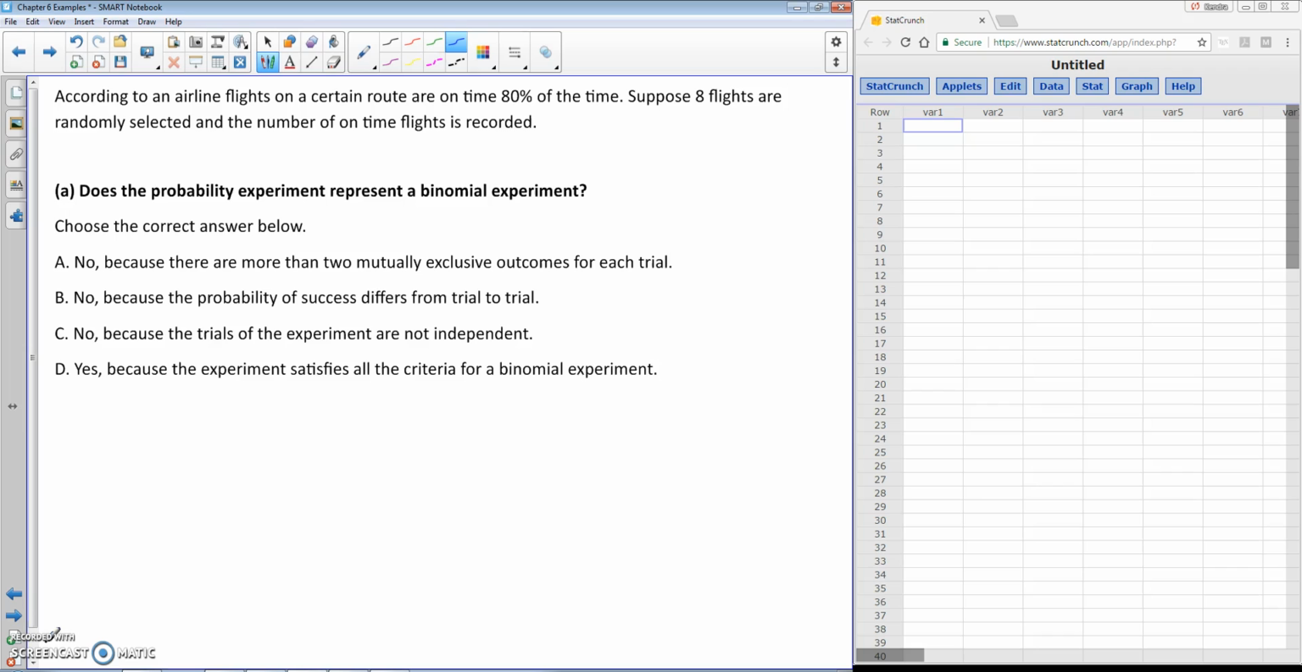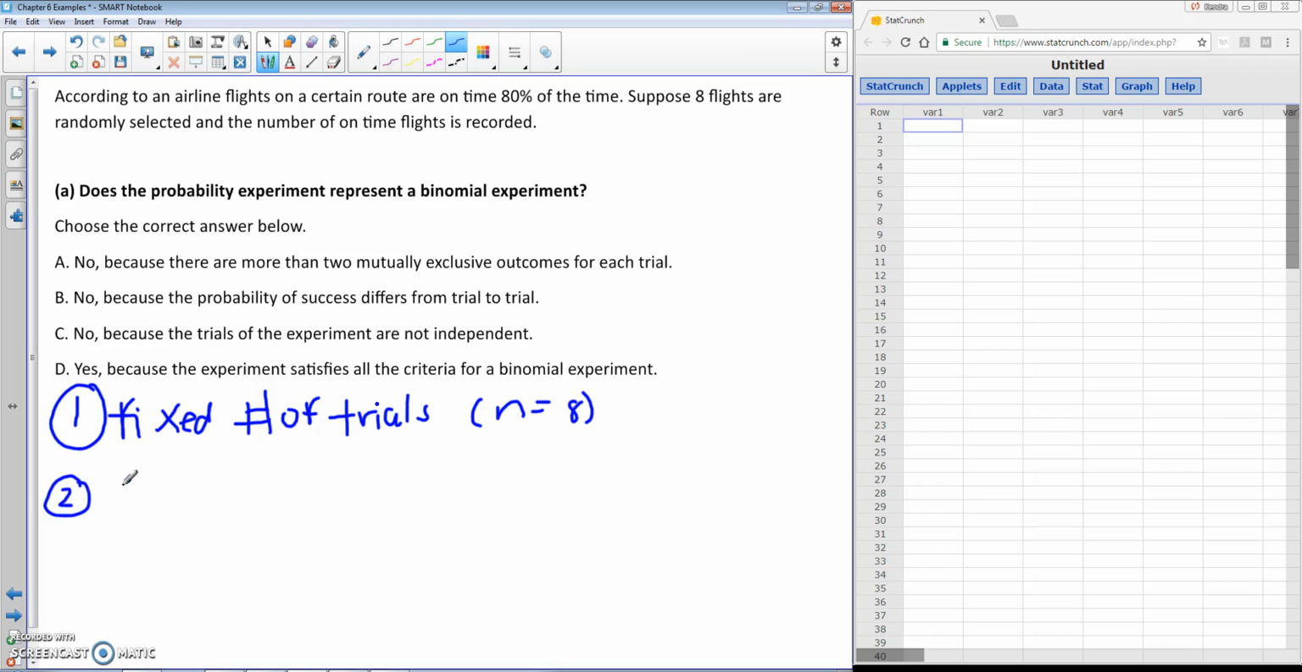So we have 4 conditions we need to check. We want to know if there's a fixed number of trials. Okay, so we're good here, right? We have a fixed number of trials. So n is 8. We're going to check to make sure our trials are independent, so the flights being on time doesn't depend on another flight being on time. So we have independent trials.